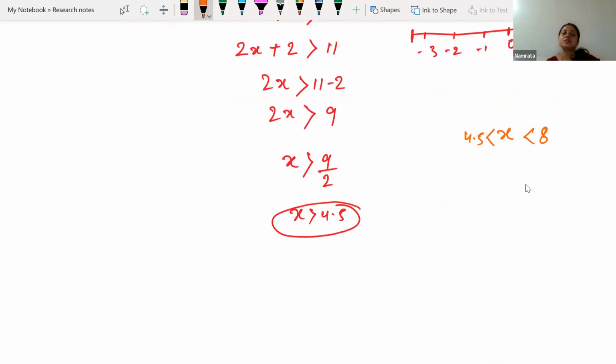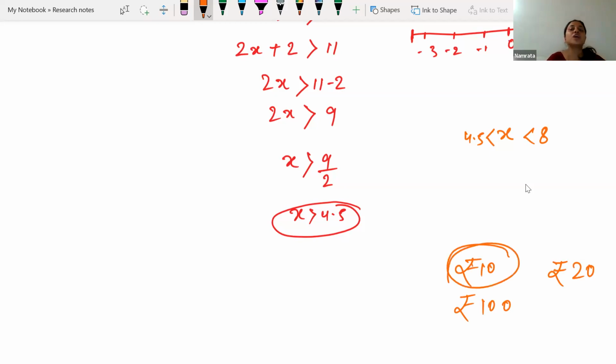Without even plotting, you will be able to understand. X is greater than 4.5 and one is saying less than 8, the other less than 10. So we have to take the minimum one. It's just like in a class, I'm asking for a party contribution for a celebration. One says I can contribute rupees 10, another says rupees 100, another says 20. So I will go for the bare minimum, which everybody can give. So here we have x greater than 4.5, x less than 8. One was less than 10, one was less than 8. So we have to take the minimum range which will fit both of them. So this is the range we got for x.